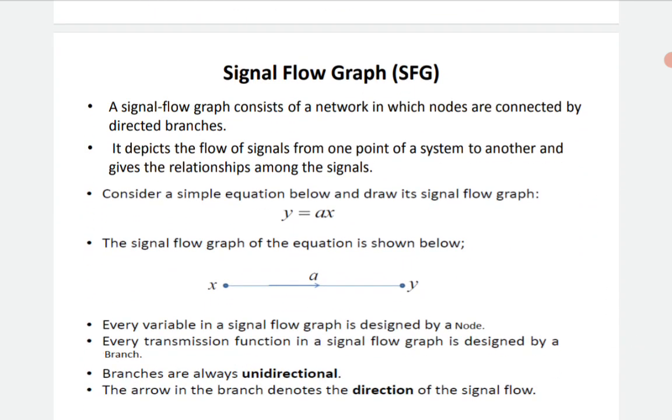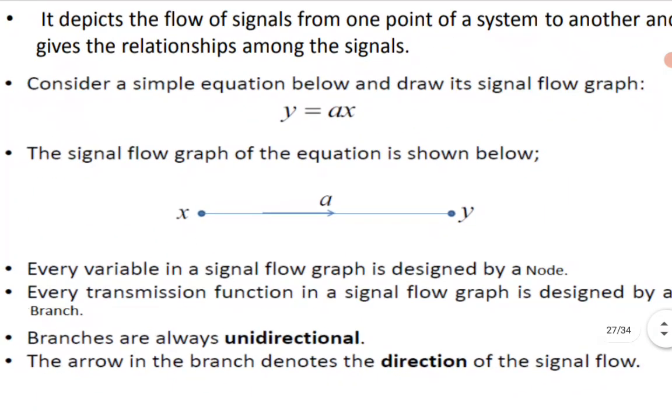Now next is the signal flow graph, SFG. An SFG consists of a network in which nodes are connected by directed branches, number 1. Number 2, it depicts the flow of signals from one point of a system to another and gives the relationship among the signals. If we consider a simple equation and draw its signal flow graph, that is y is equal to ax, the signal flow graph of the equation is shown with x and y as the respective nodes. Obviously x is my input node and y is my output node, and a is the transfer function or transmittance parameter that should be highlighted just above the arrow. So that is the strategy for drawing an SFG.